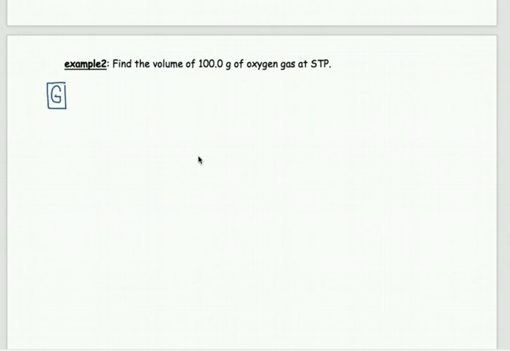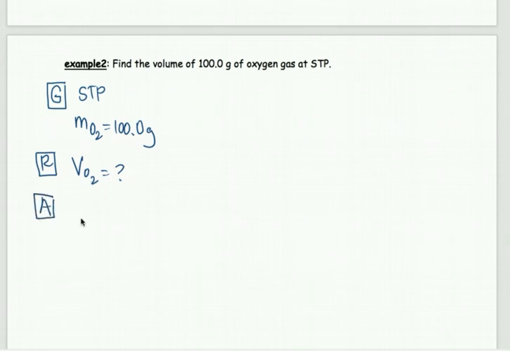Okay, so we have to find the volume of 100 grams of oxygen gas at STP. Right away, when you see the STP condition, start thinking molar volume. We know the mass of oxygen is 100 grams, and we have to find the volume of oxygen. We know the conditions are standard temperature and pressure, so we can use molar volume to get there.